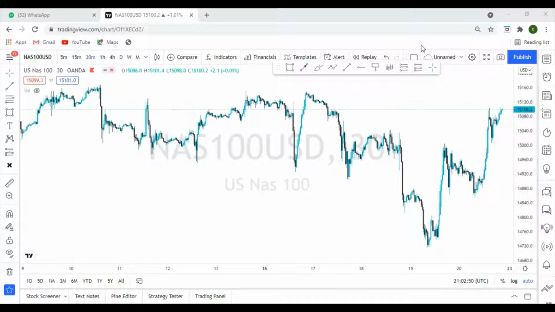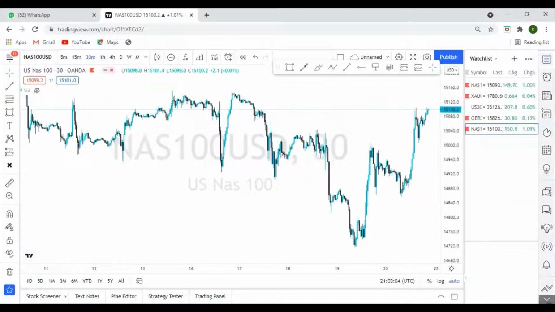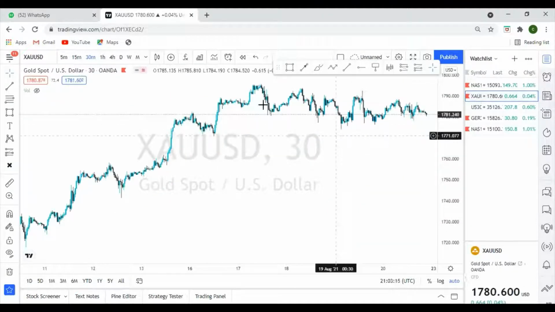So we're gonna start by analyzing NAS100 or maybe gold. Let's start by analyzing gold, because I think gold is looking super clean. So let's just wait for the chart to load. Let's open the chart of gold. Okay, this is gold now.